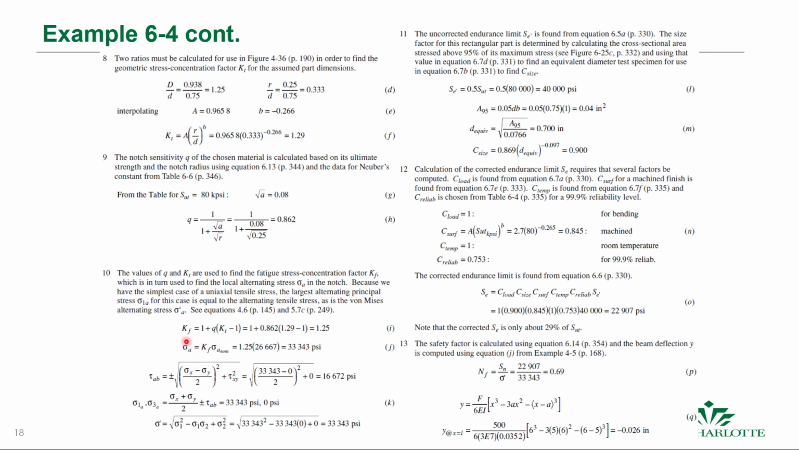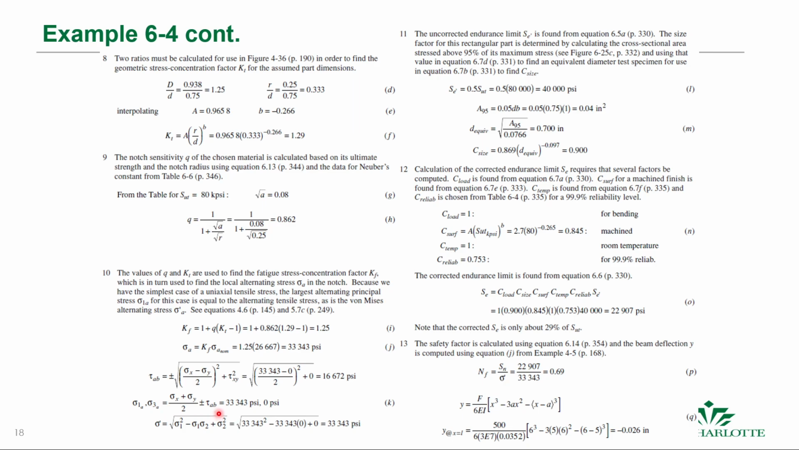alternating stress for those cycles, and in this case it is 33,343 psi. And then using this stress, we can calculate our principal shear stress from these equations here that we get from calculating our principal shear and normal stresses. And we find that the principal stress here is 16,672 psi. Okay, so now we have our two principal stresses that we can calculate from our Mohr's circle.